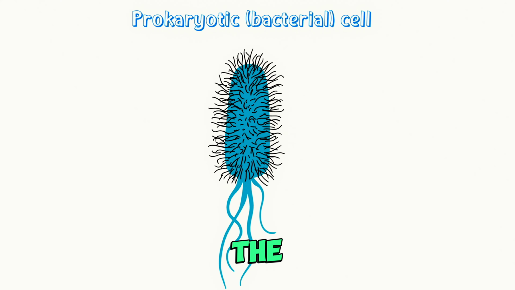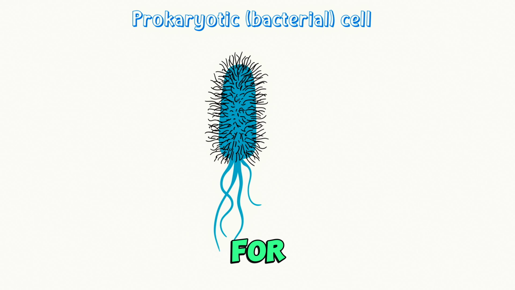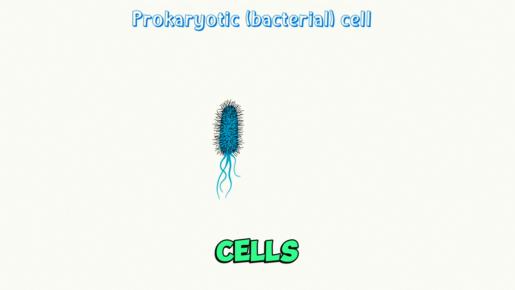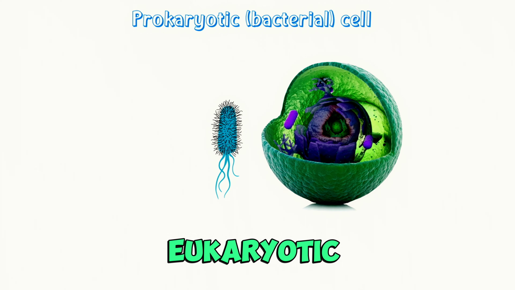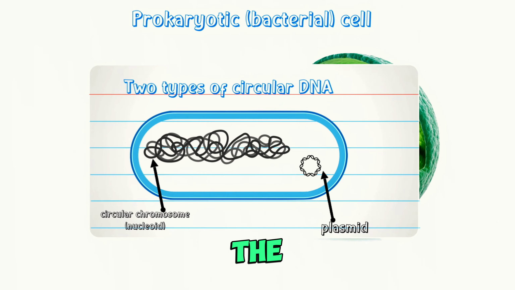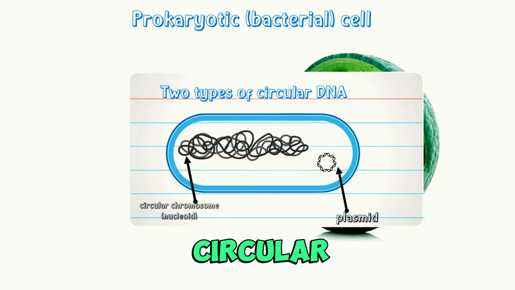We're looking here at the prokaryotic cell, which is typical for bacteria. The very first difference between prokaryotic cells and eukaryotic cells is the size. The eukaryotic cell is way bigger than that of prokaryotes. The other difference comes from the fact that bacteria contain circular DNA.